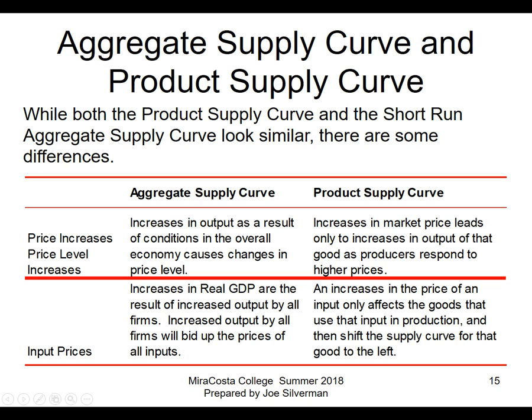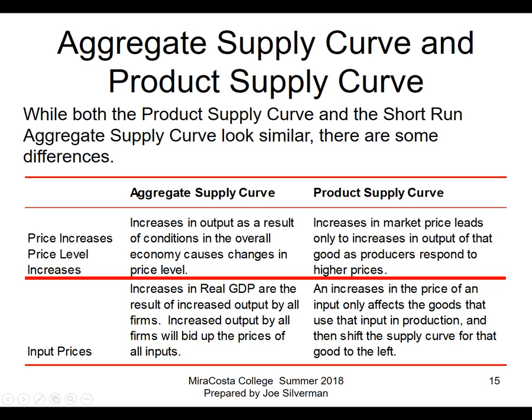If, on the other hand, we were back in our product land, maybe it's a product for one good or something like that, an increase in the market price only leads to an increase in output of that good as producers respond to higher prices, but it's just that good. It's not goods across the entire economy. Maybe we're lucky and we're making a product that everybody likes, and so that's why we're seeing demand increase, which is leading to a price increase.